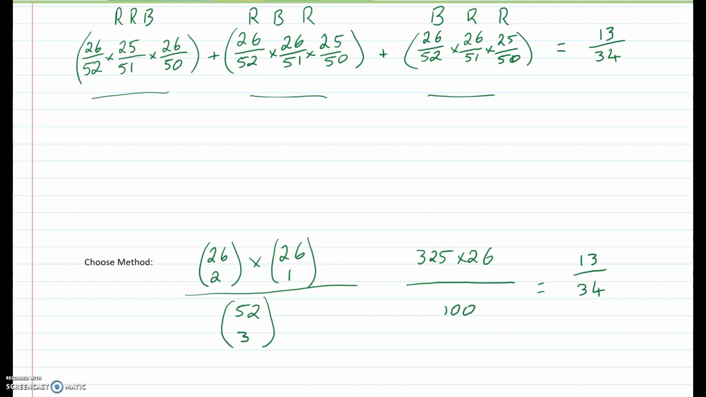You have the answers for 16 and 19 anyway. They're on the Google Classroom. Try it with the choose method and see, do you come up with the same answer.